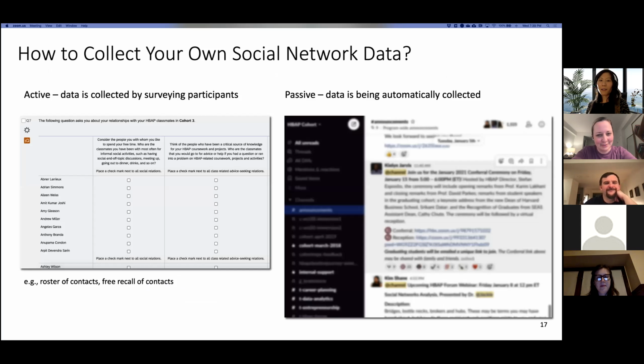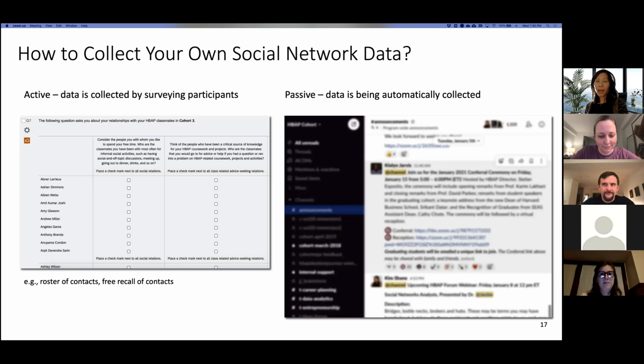So let's talk about ways that you can collect your own social network data. I mentioned in the very beginning that there are two ways, and let's talk about them. There's an active method, which is what I think a lot of people have done traditionally, which is to survey people. You survey people that you're close to: who do you interact with regularly? Who do you go to for advice? Who are you friends with? Those are active measures where you have to collect that data, and then you build your network based on those survey responses. So it's based on self-reports.